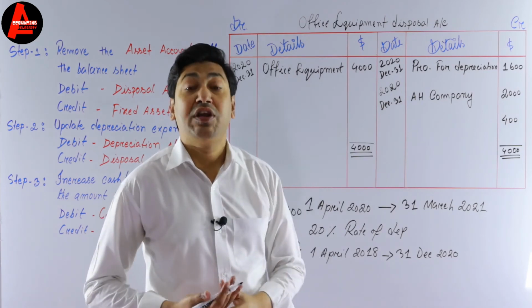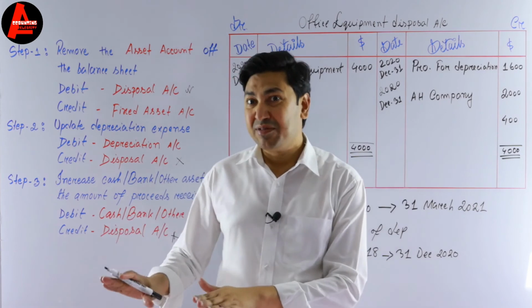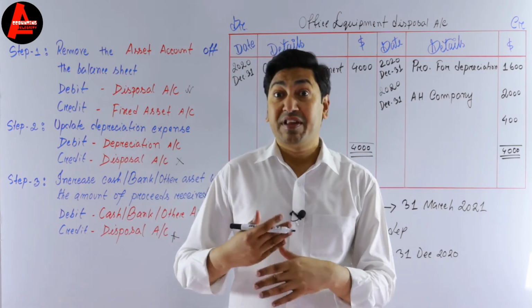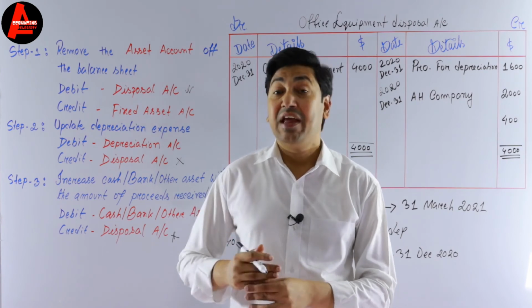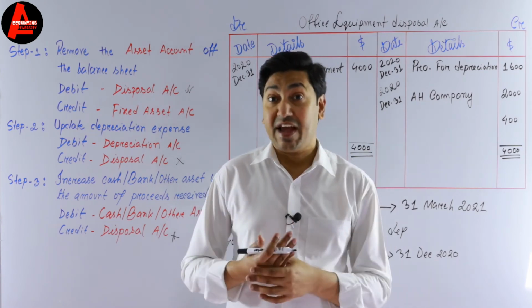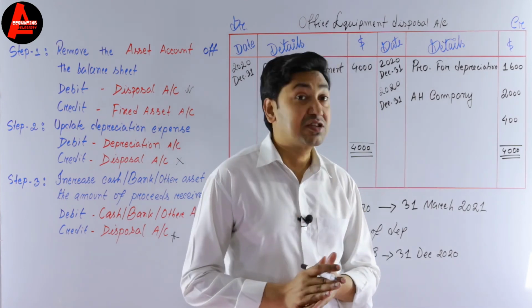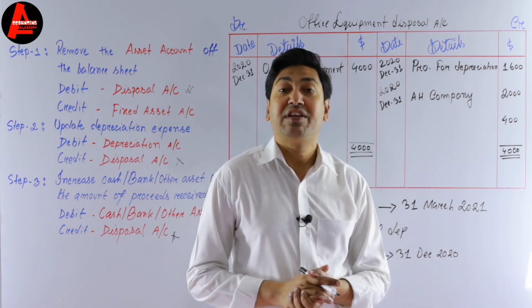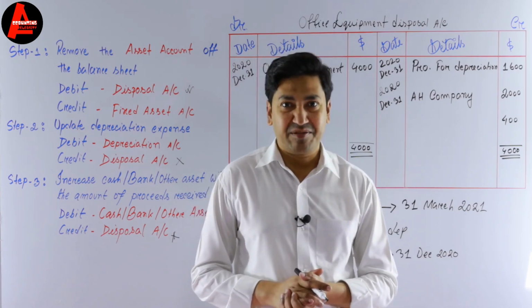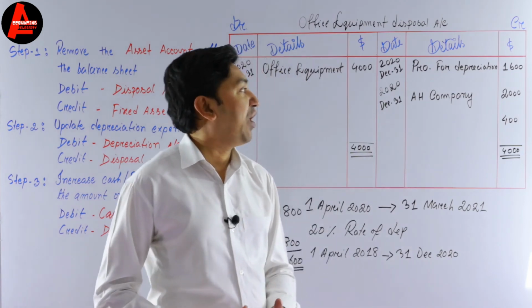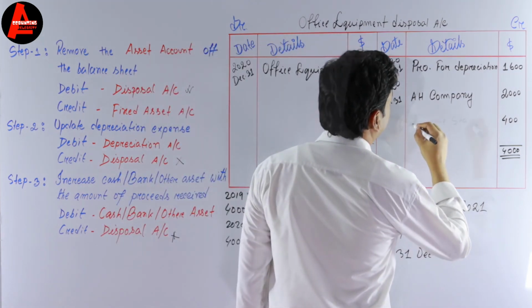Already we know that this loss on disposal will appear on the income statement. Now you might be thinking which section of the income statement? There are two sections: one is the expense section and one is the income section. Since it is a loss on disposal, we will take this value to the expense section of the income statement. So that is why we will write here income statement.